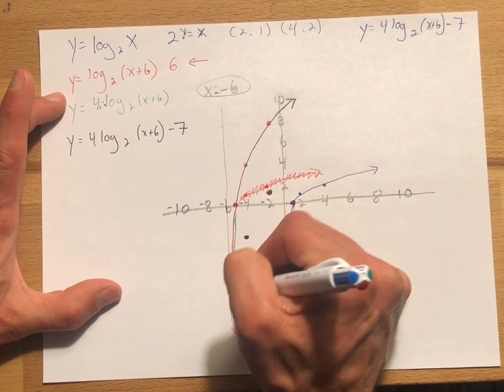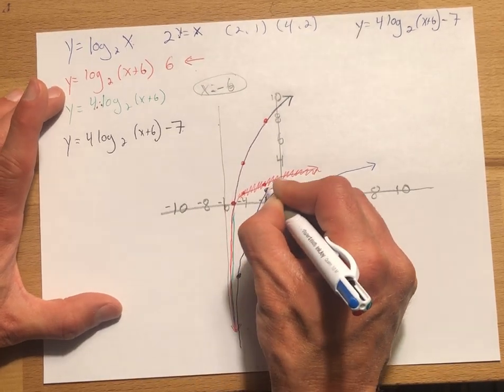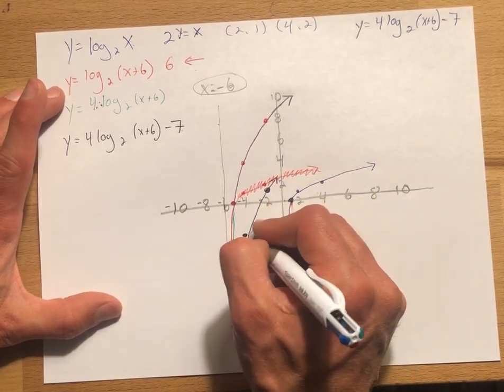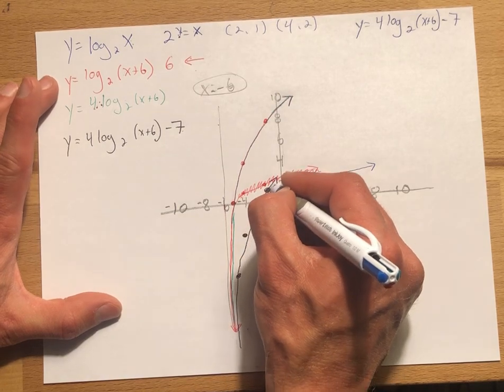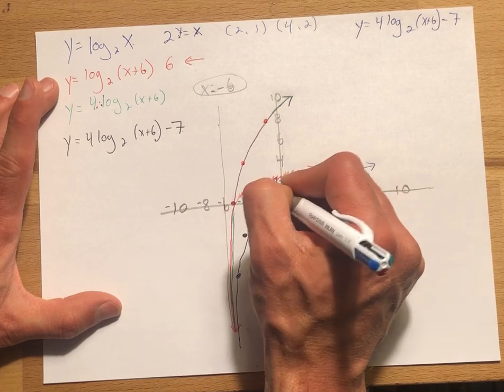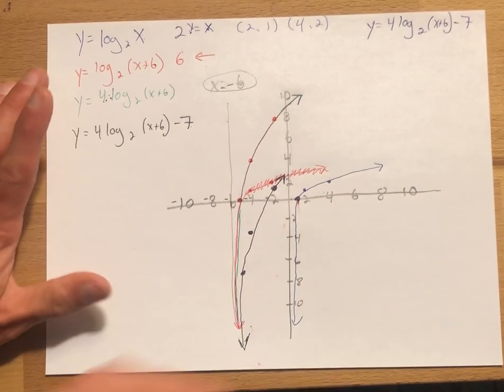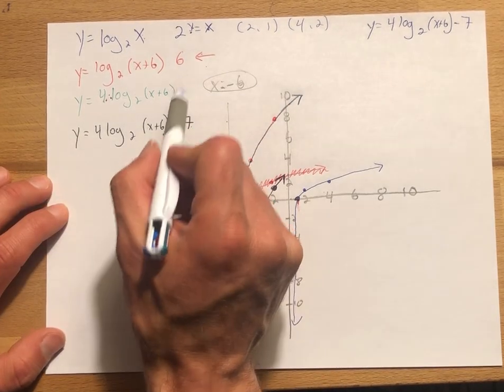And this, more or less, would come up. I don't know exactly where on my y, but more or less, this is my graph for this.